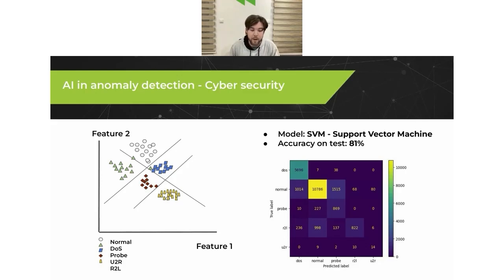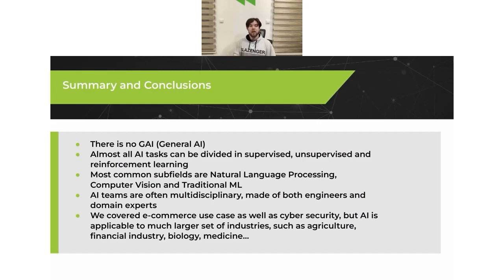So this would conclude the anomaly detection and cybersecurity case that we covered. And I would like to summarize everything that we talked about tonight and bring some conclusions to the table. So what we've seen so far in this webinar. So there is no general AI, and there's a good chance that we will not see this in the foreseeable future.